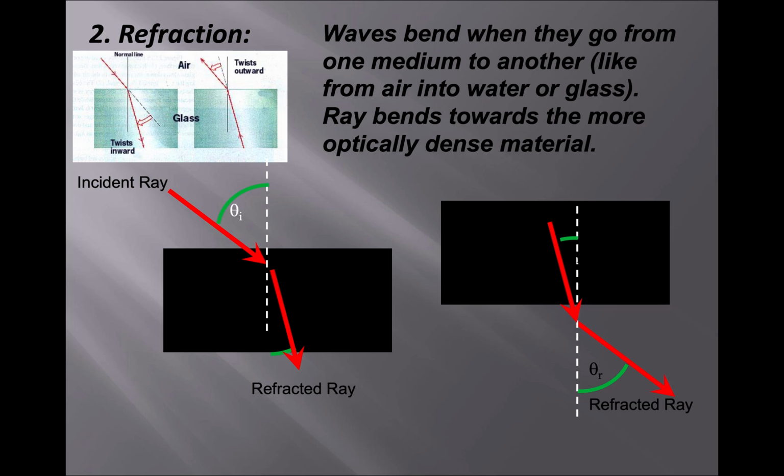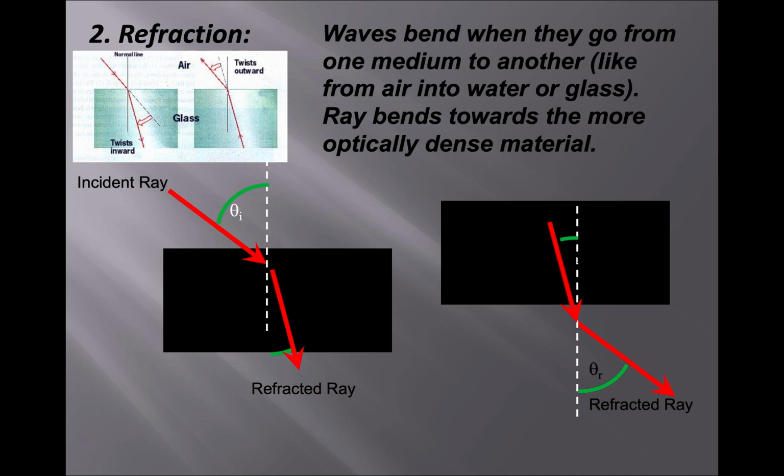Now another term that kind of sounds similar to reflection is what's called refraction. This is a little bit different. This is when waves bend when they go from one medium to another. For example, here, if a light ray is going from air into glass or water. Now this time, the ray will bend towards the more optically dense material.